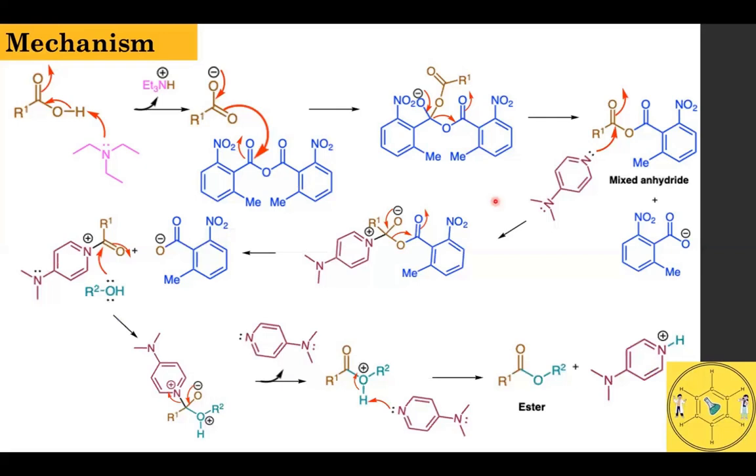Here I would like to remind you about Yamaguchi esterification. Yamaguchi esterification is closely related to Shiina esterification. In Yamaguchi esterification, we need acid chloride in order to generate the acylated DMAP. In Shiina esterification, they use acid anhydride. So this is the one simple difference between the Yamaguchi and Shiina esterification reactions.